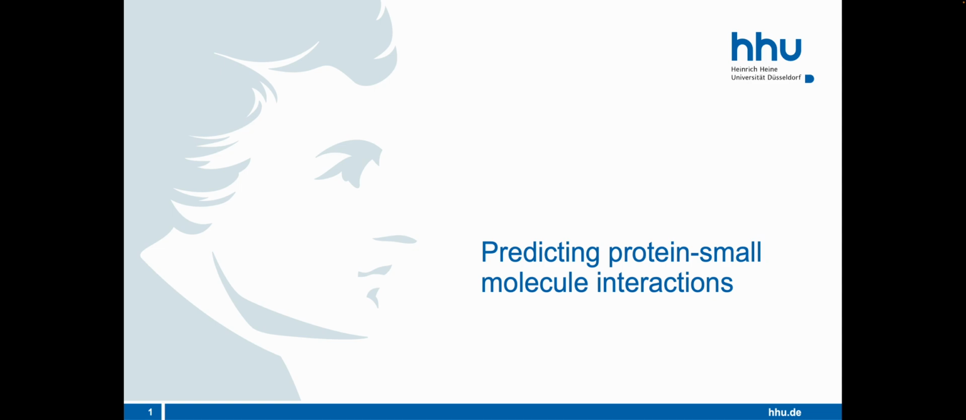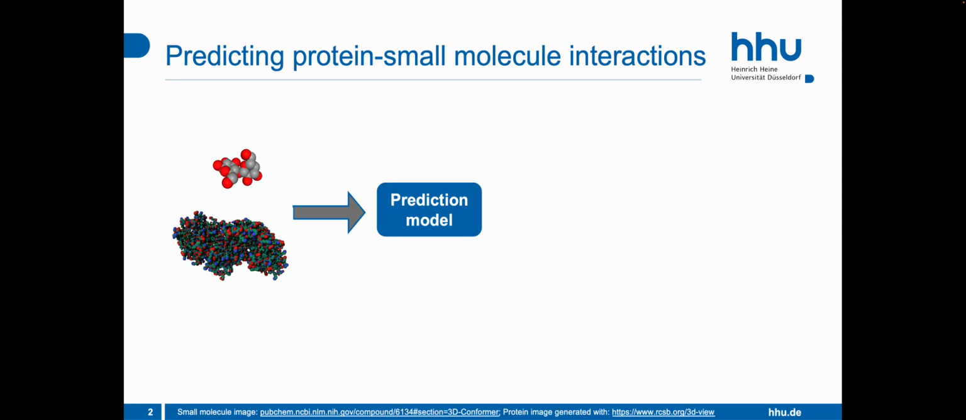So far, we have looked at how we can predict properties of proteins and of small molecules. However, we didn't consider yet how we can make predictions for properties that involve both a protein and a small molecule. In this video, we are looking at how we can predict different types of interactions between proteins and small molecules.